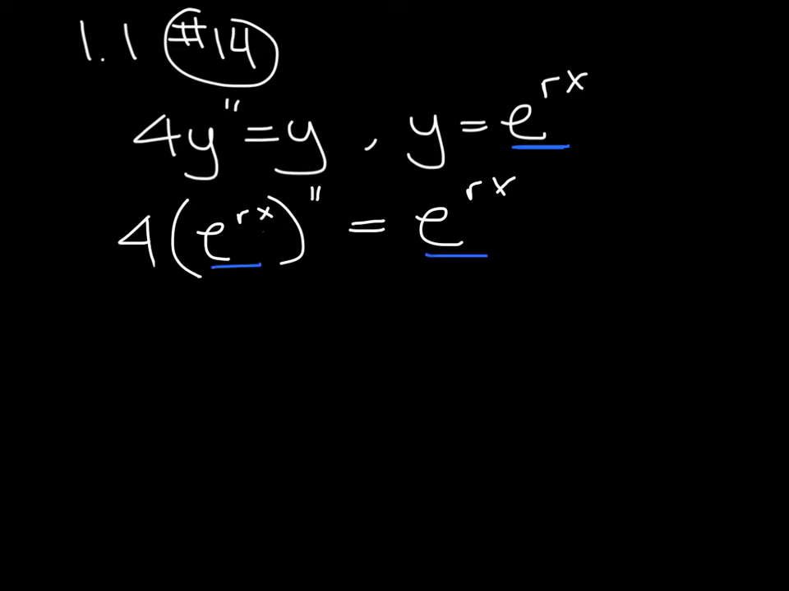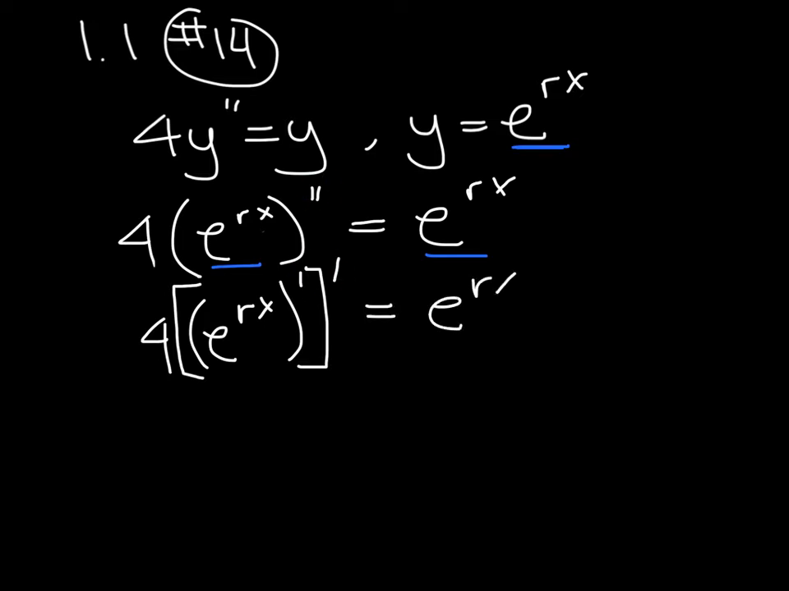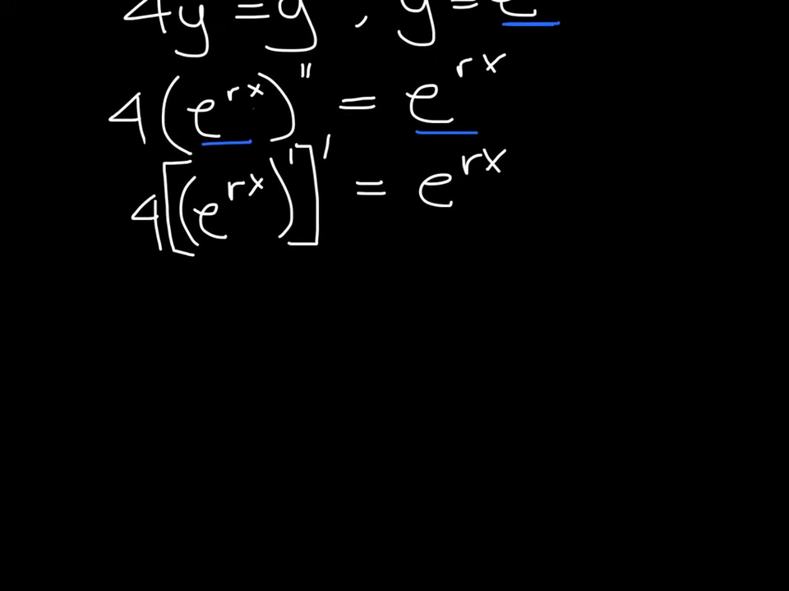And we can even rewrite this as 4 times, so we're really going to have e to the rx, so we're going to take the derivative first, and then after our simplification, then we're going to take the derivative again, right? Because we have the second derivative. So here are my two derivatives. And the right-hand side, there are no derivatives, so I can leave that alone. So let's differentiate.